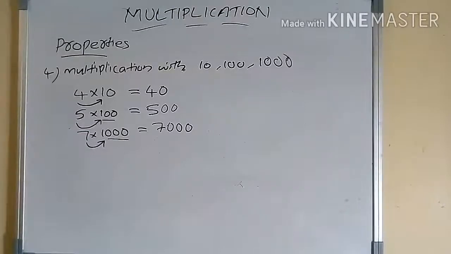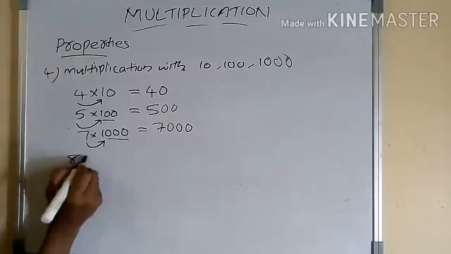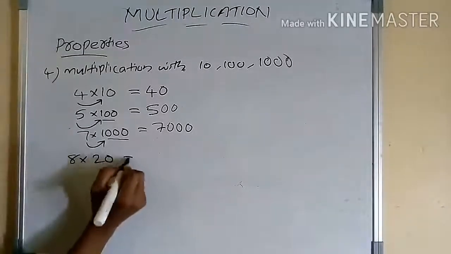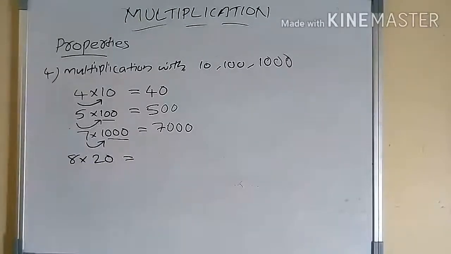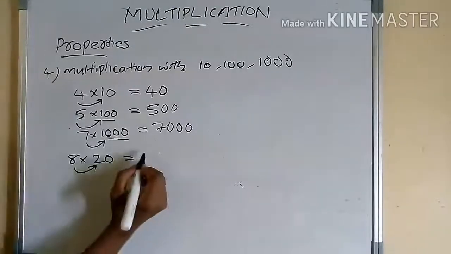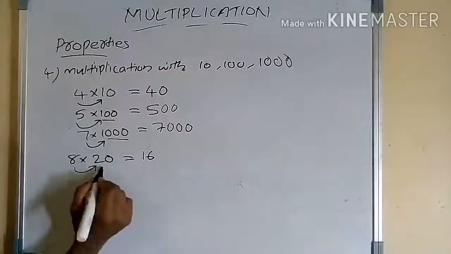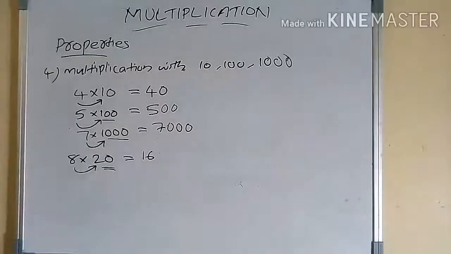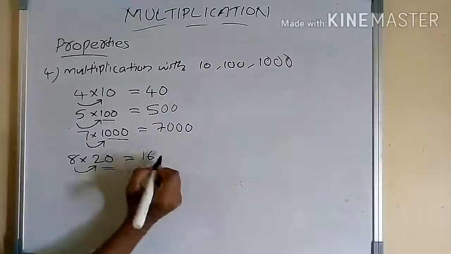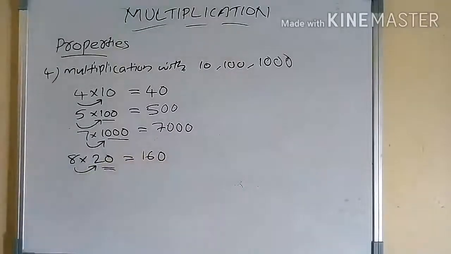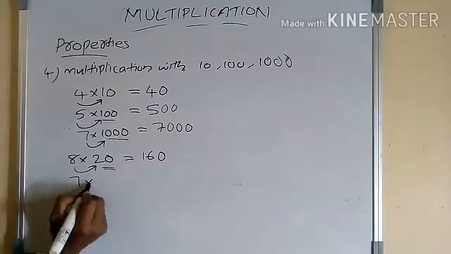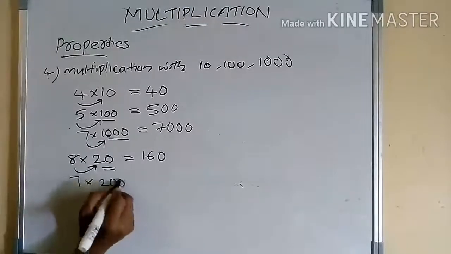Next example. 8 into 20. First we multiply 8 into 2. What is the answer? 8 into 2 is 16. In 20, how many zeros are there? 1 0. So write 1 0 here. So what is the answer? 8 into 20? 160.